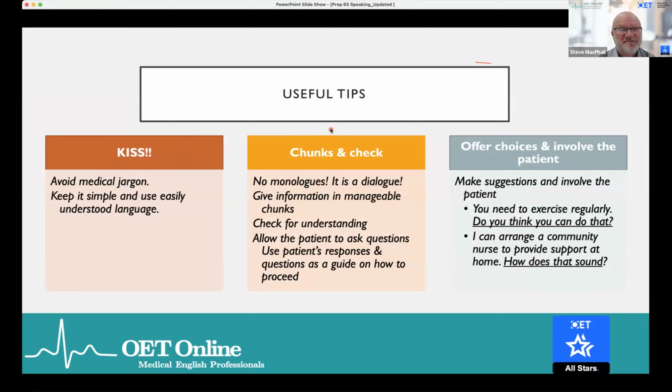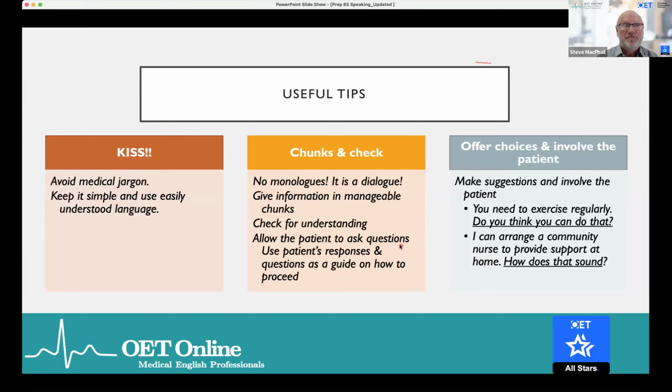So in essence, for speaking, a few little tips. Use the KISS technique. Keep it simple, Simon, and use easily understood language, so avoid that medical jargon. Chunks and checks, no monologue, it's a dialogue. Chunk and check means give a chunk of information, not too much, not too little, and then check the patient understood. Allow the patient to ask questions, right? Do you have any questions so far?